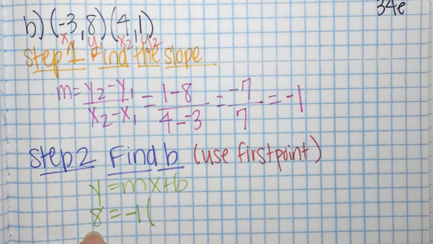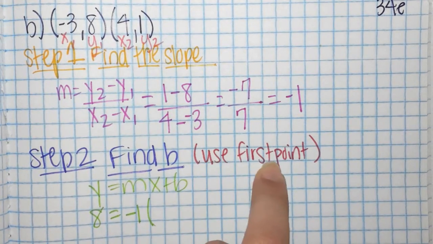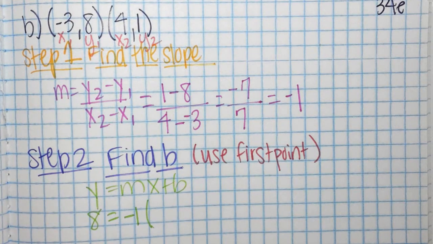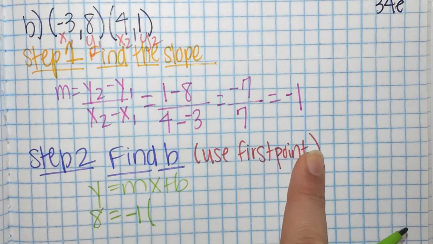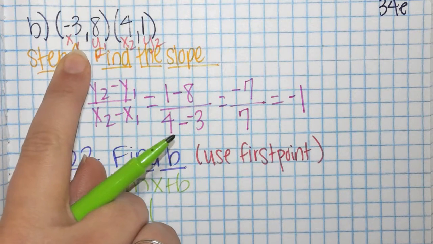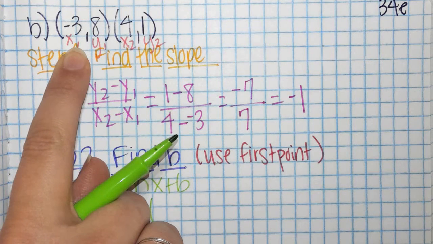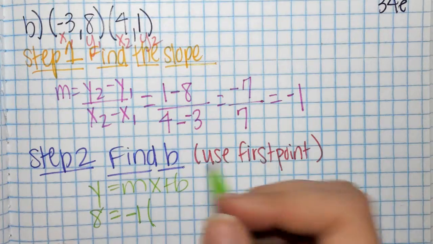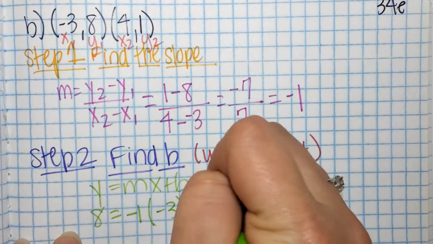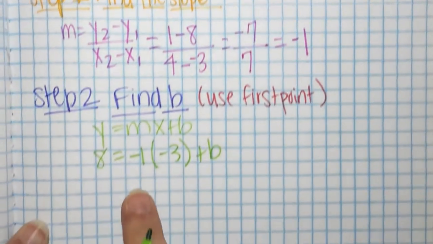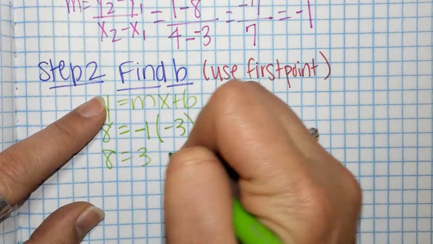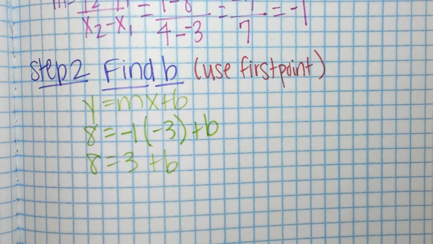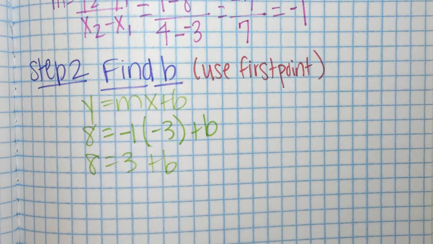Well, if you were paying attention and saw that our Y value is 8, and I said use the first point, what's our X value? Alright, we're using the first point. I'm asking you what the X value is from our first point. Fantastic. Alright, what's negative 1 times negative 3? Positive 3 plus B. Alright, Kimberly, can you tell me what to do next?